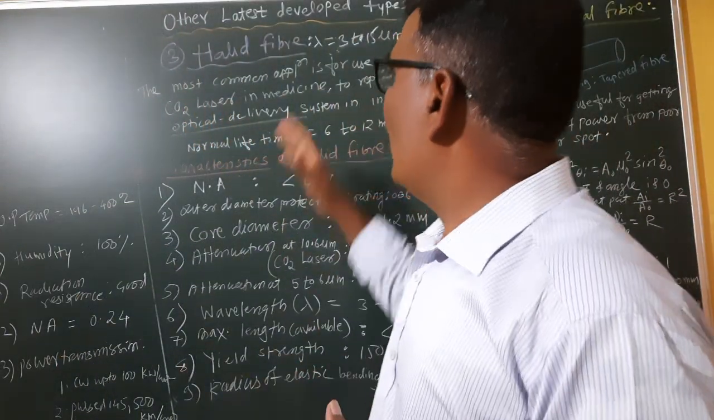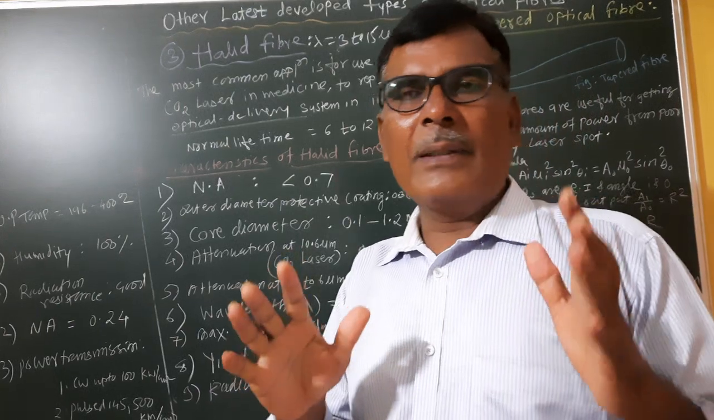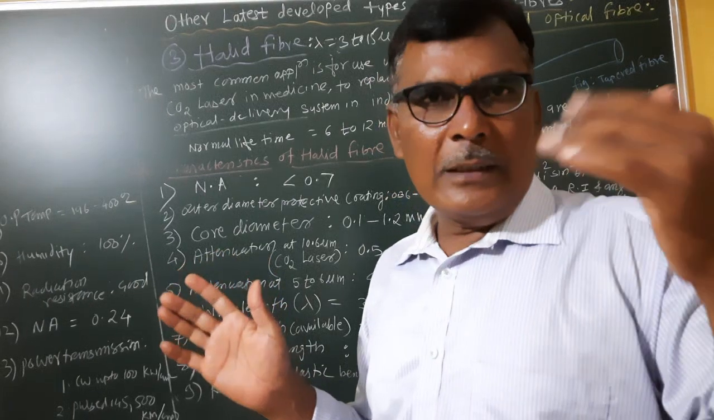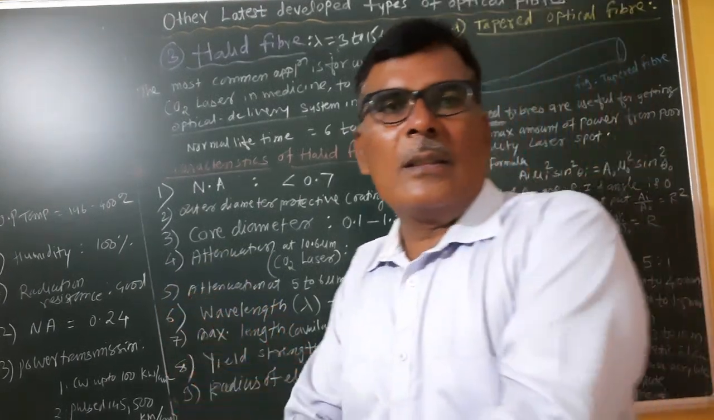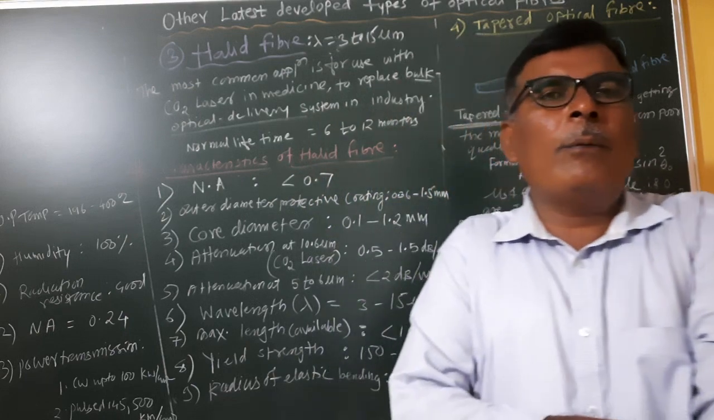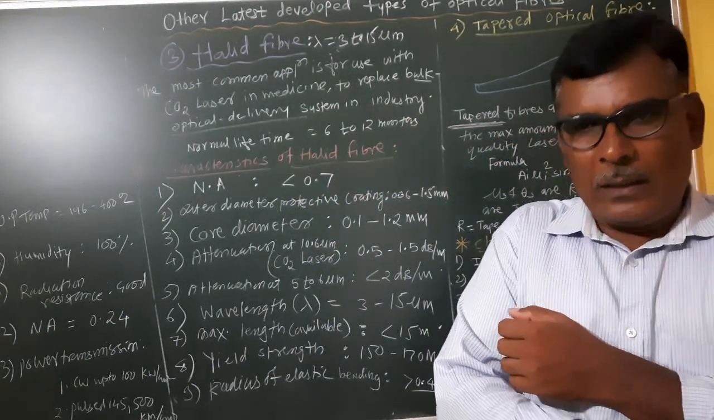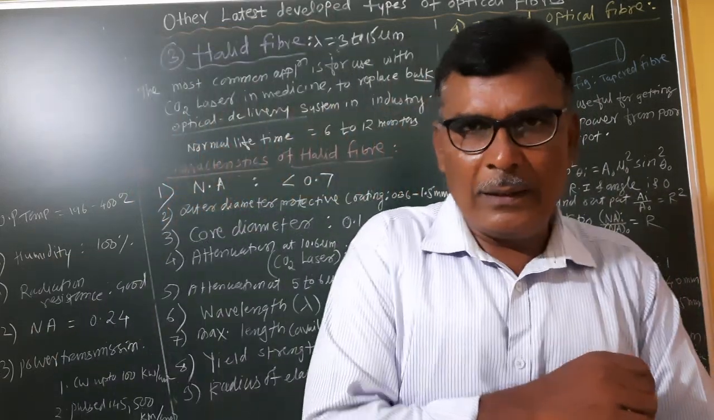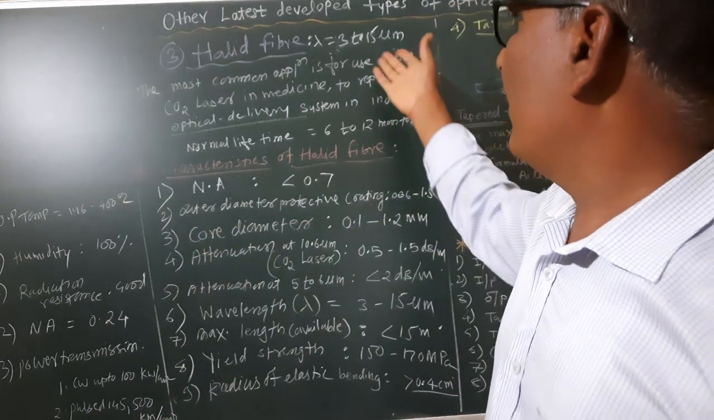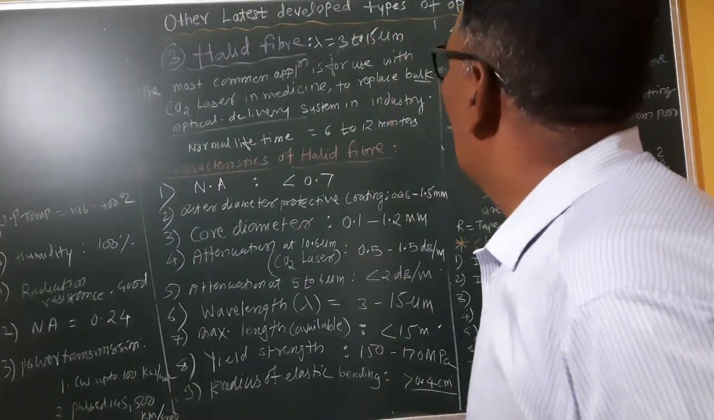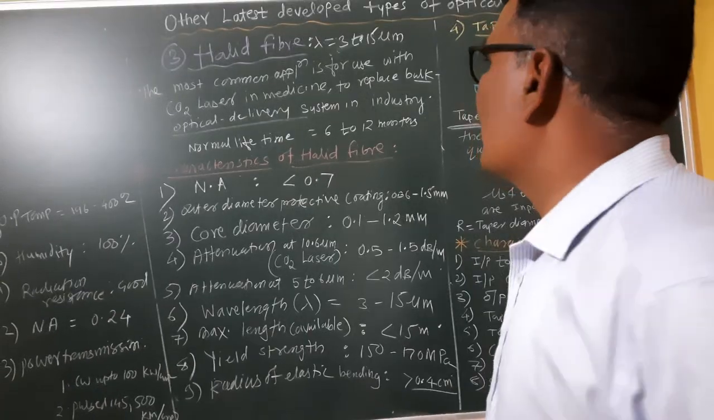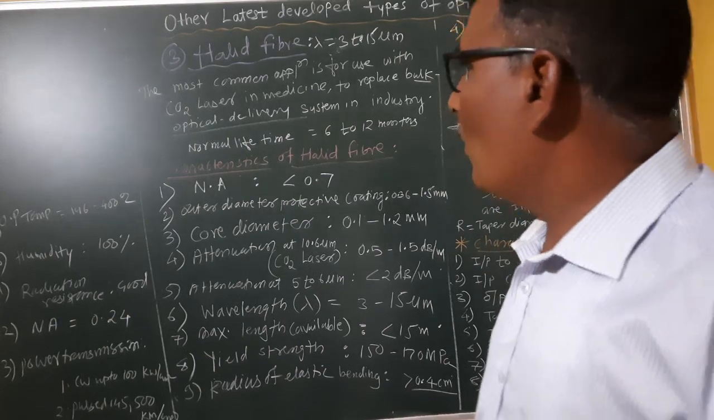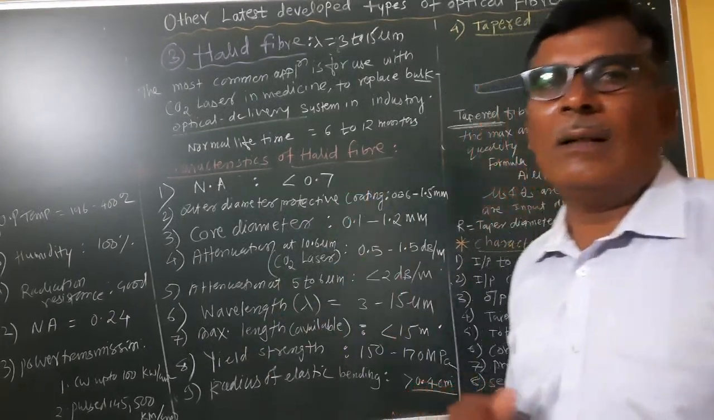First of all, we have to consider the halide fiber. We have studied different fibers having different wavelengths. HPSUV has a wavelength of 180 to 800 nanometer, and IR has a wavelength of about 500 to 2600 nanometer. But halide fiber has a much longer wavelength, that is 3 to 15 micrometer. Its most common application is for use with the CO2 laser. It is used in the medicine field.